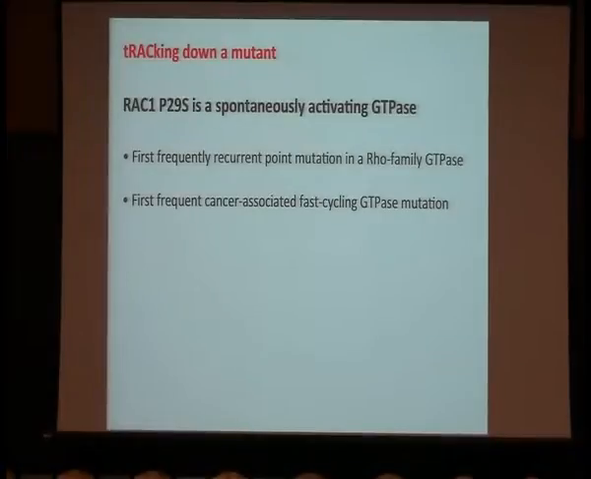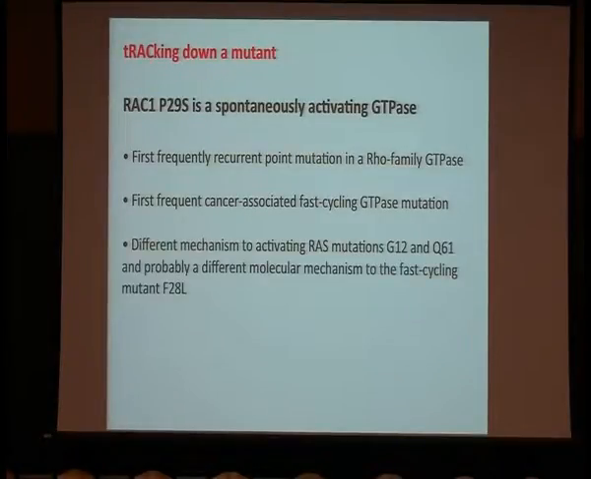So, summary for RAC is that this is the first frequently recurrent point mutation in a Rho family GTPase. This is the first frequent cancer-associated fast-cycling GTPase mutation. It's probably a different mechanism to the activating RAS mutations, codon 12, codon 61, and probably a different mechanism to the fast-cycling mutant at F28 based on the crystal structures.